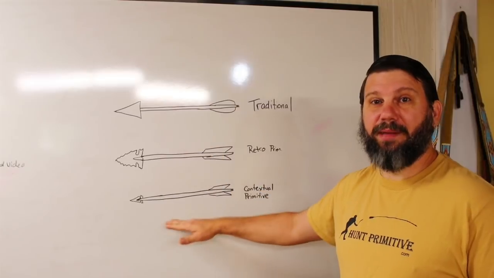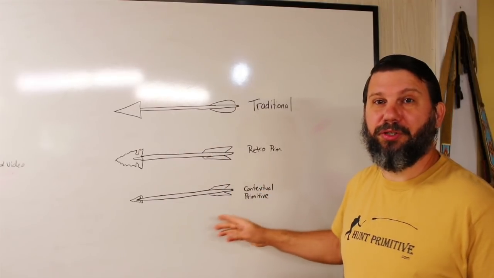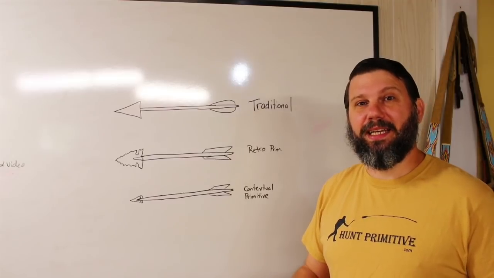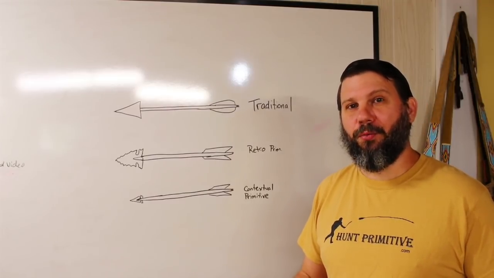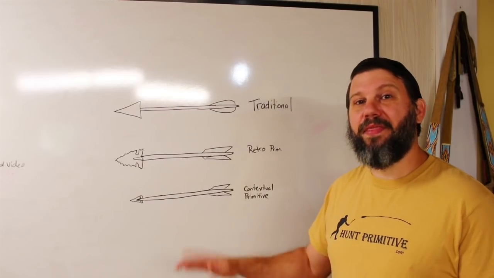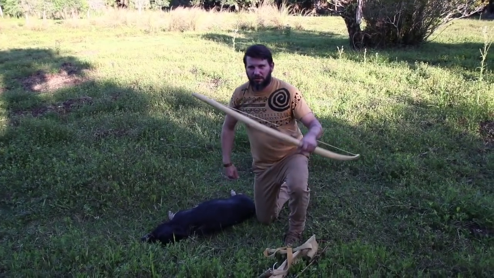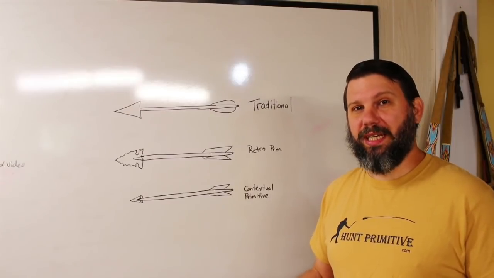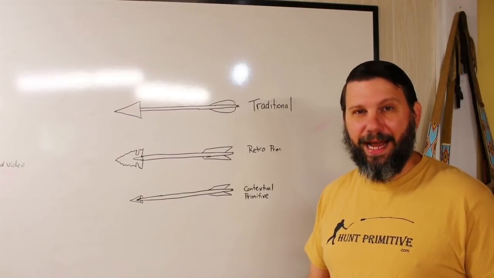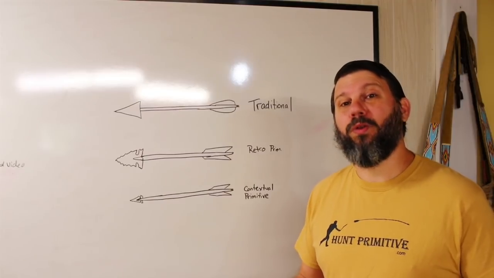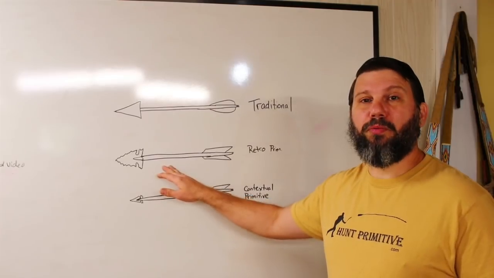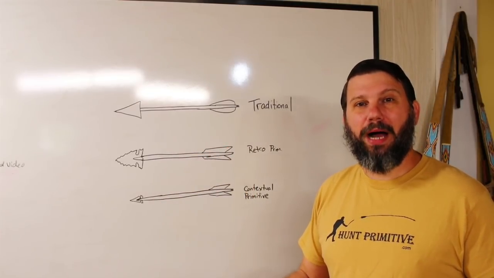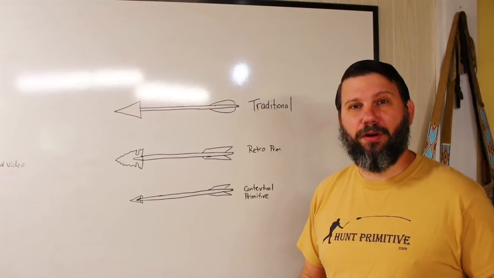Then we're going to skip down here to contextual primitive, which is basically any bow and arrow system that is made contextual to what primitive man would have shot and hunted with. And that means bows and arrows and strings and everything and points that are all made by Stone Age tools and techniques and also natural materials. Basically only what early man had.